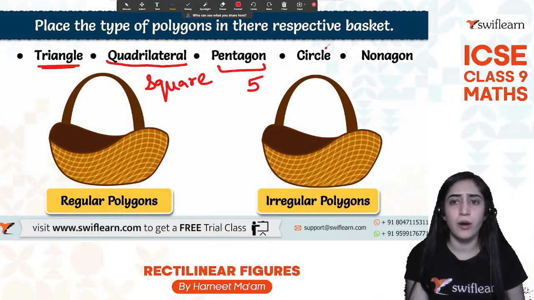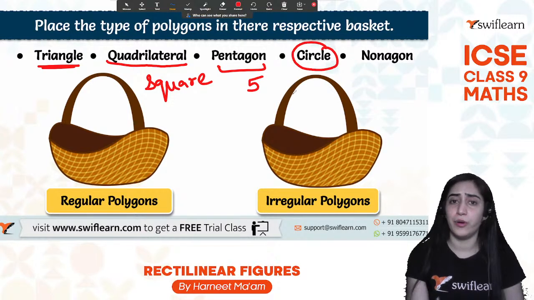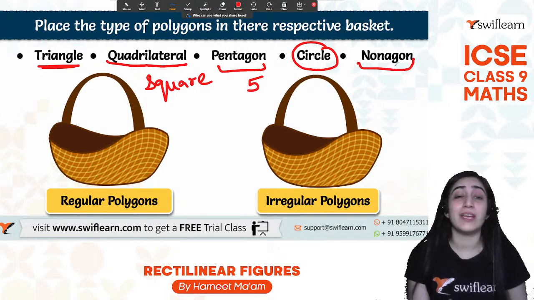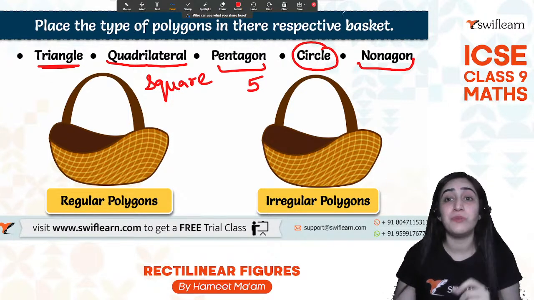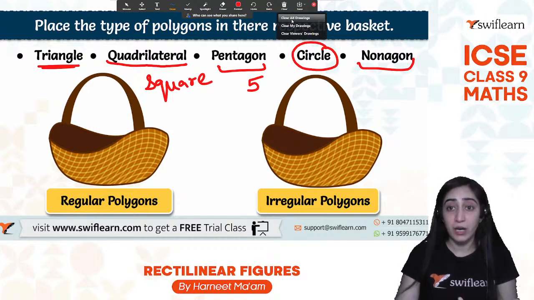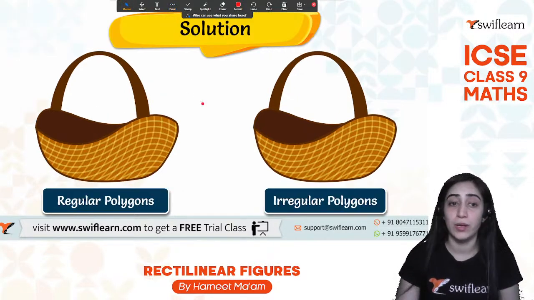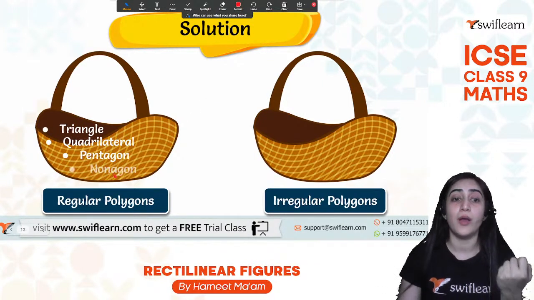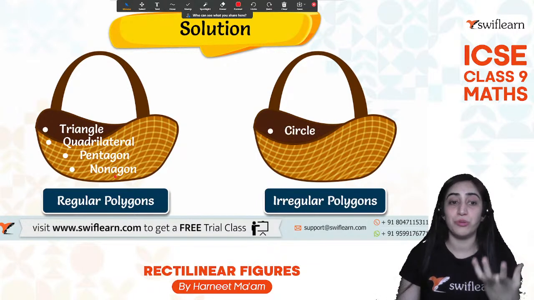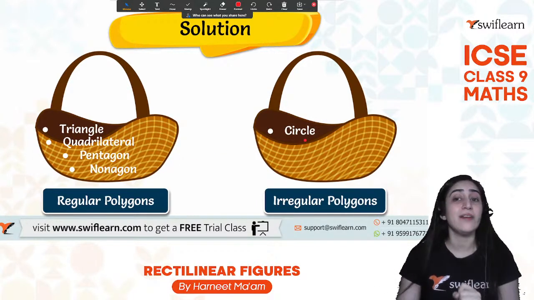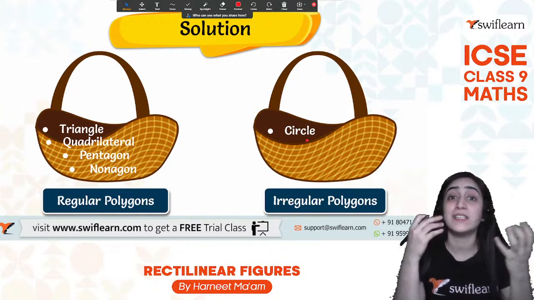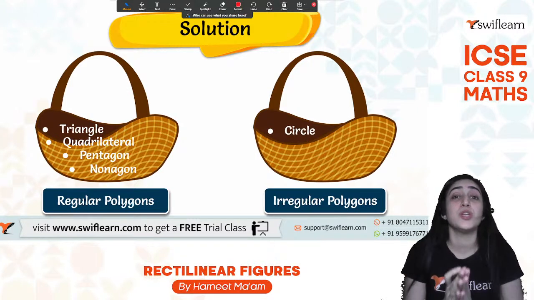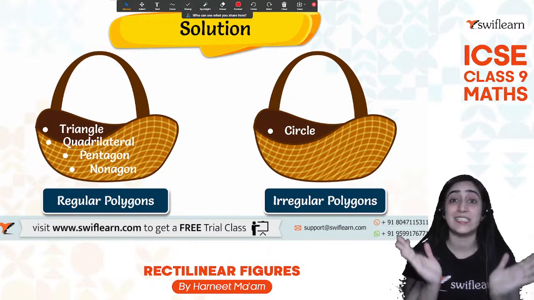Is a circle a regular polygon or an irregular polygon? First of all, it's not a polygon, so we'll say irregular. A nonagon can be regular as well as irregular, but when we hear the word, we classify it as regular. So triangle, quadrilateral, pentagon, nonagon come into the category of regular, whereas in irregular we only have the circle, because it itself is not a polygon. It has a curved shape, but the definition of a polygon says that it should have straight lines.